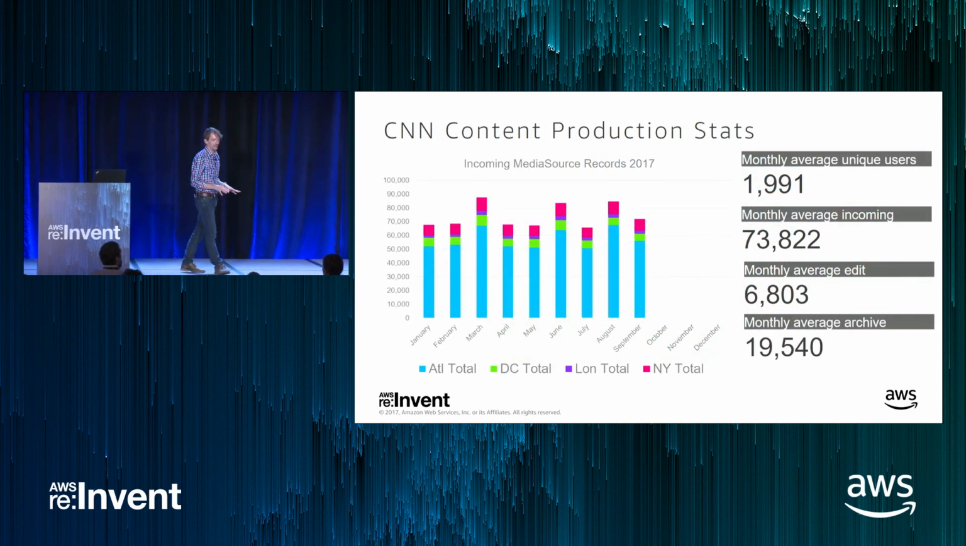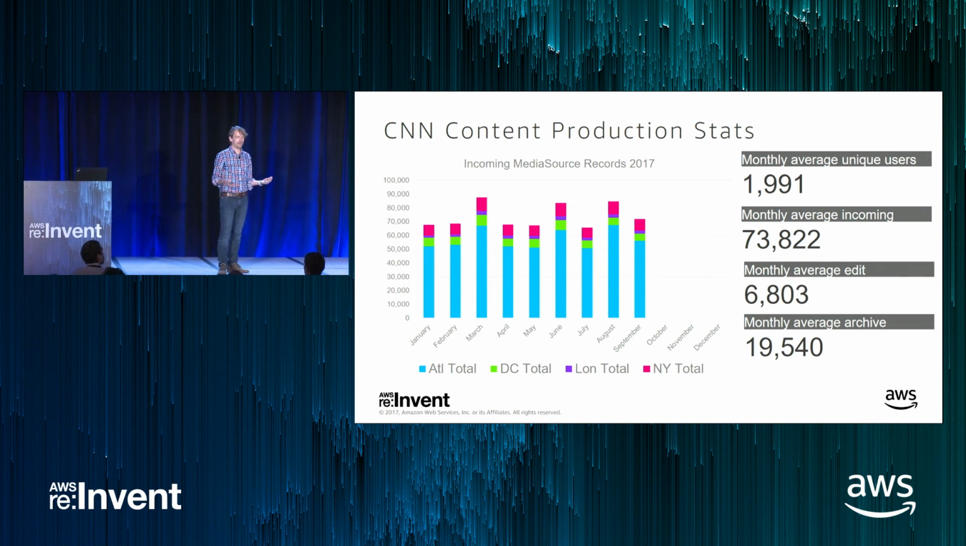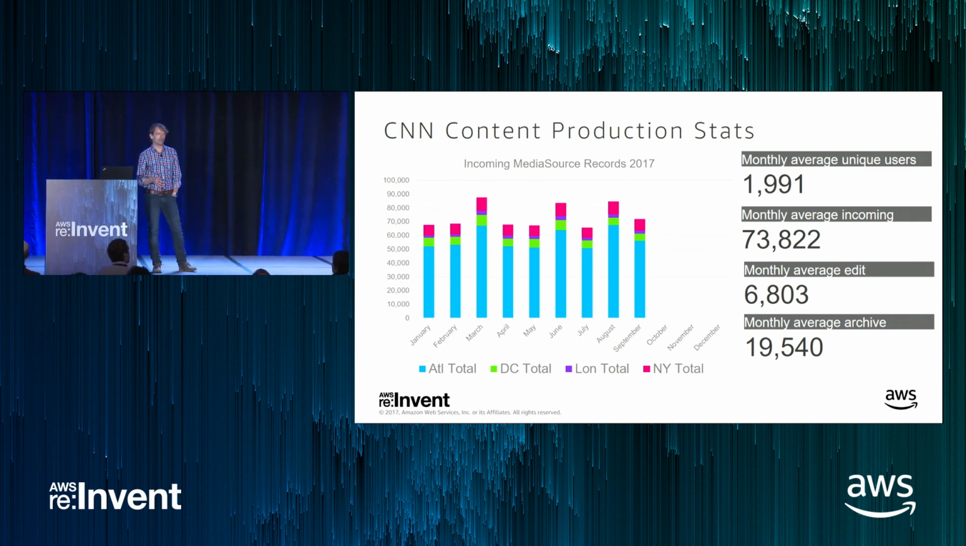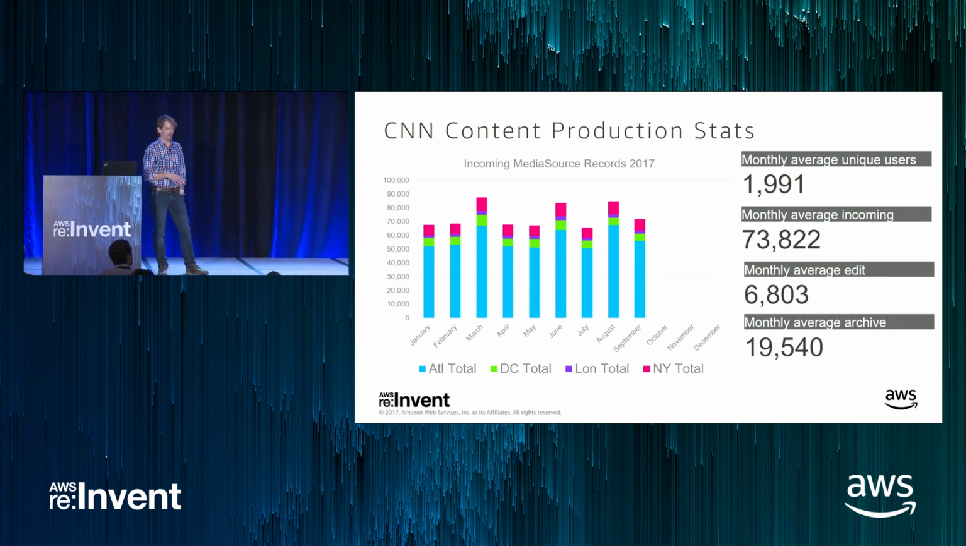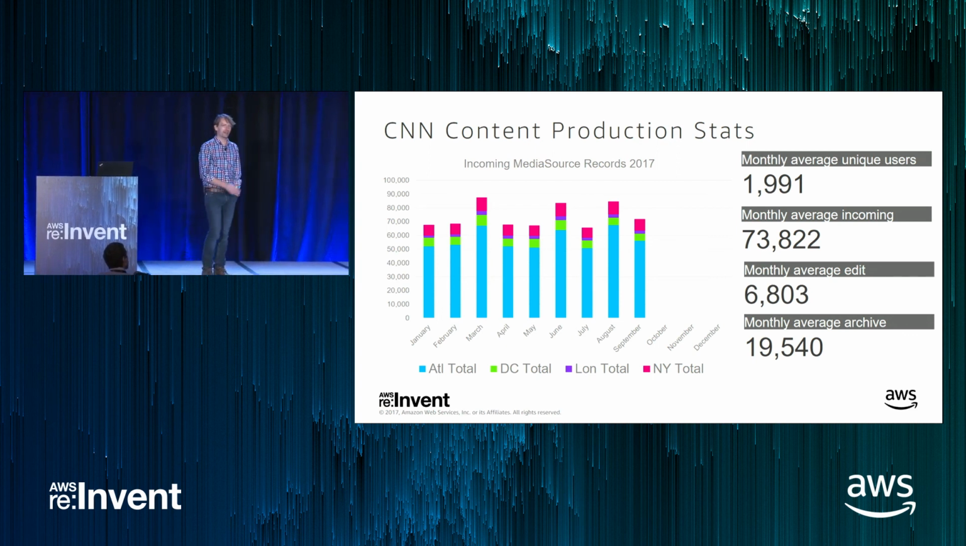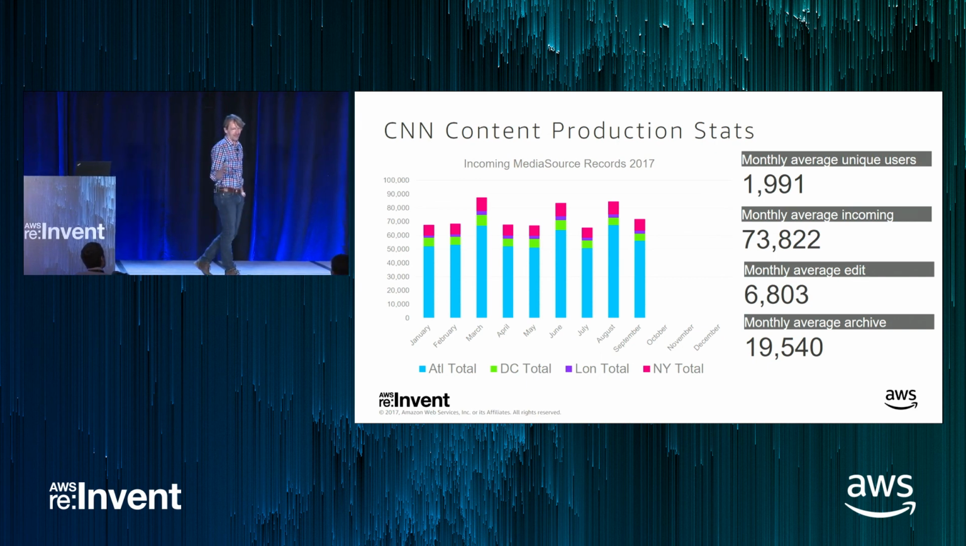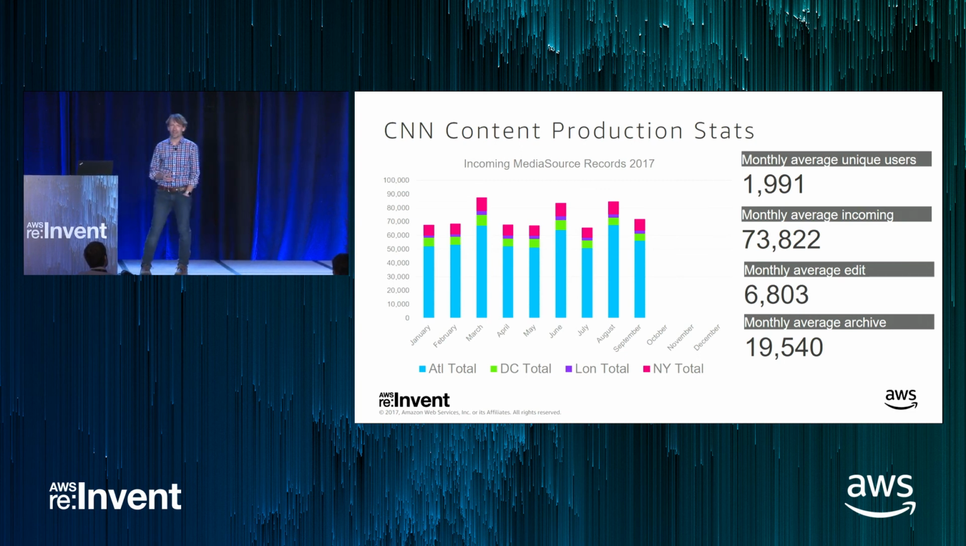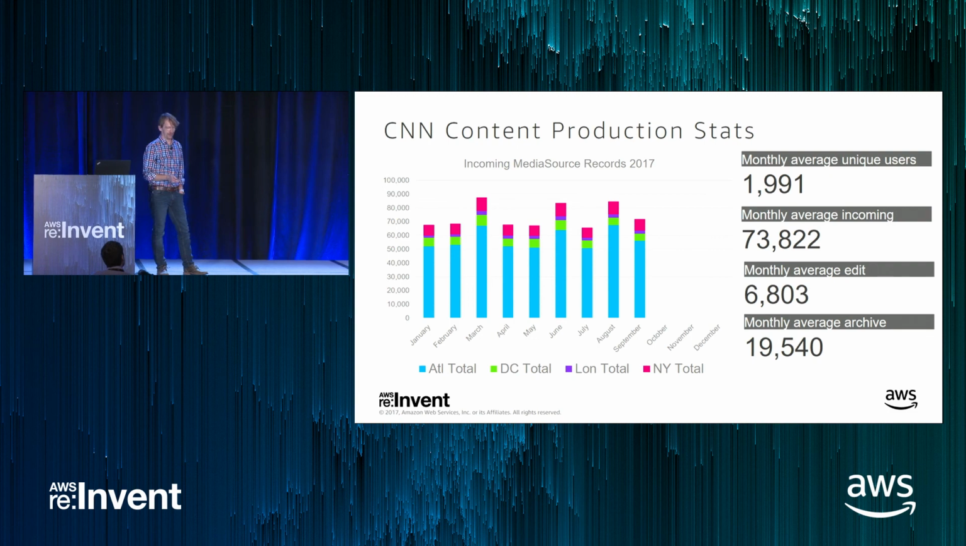Just specifically around news, this is some stats from our internal app platform that supports CNN production. We've got right around 2,000 users internal to CNN that use this on a daily basis. About almost 74,000 incoming assets per month across all the different locations where these systems execute. We do almost 7,000 monthly edits, and that means that there's about 20,000 items that get archived every month, which is kind of staggering.